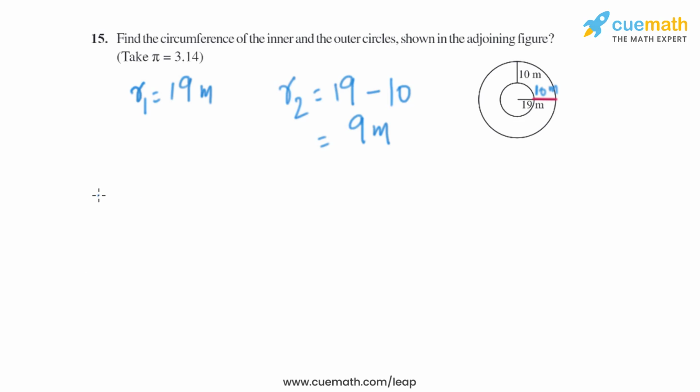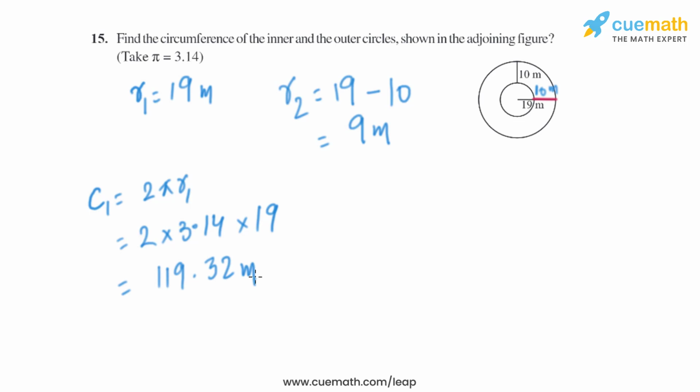So let's find the circumference of the outer circle, that is basically 2 pi r1, which is the same as 2 into 3.14 multiplied by 19. So the circumference of the outer circle, we will get it as 119.32 meter. So that will be the circumference of the outer circle.